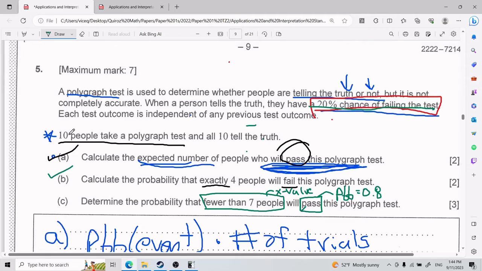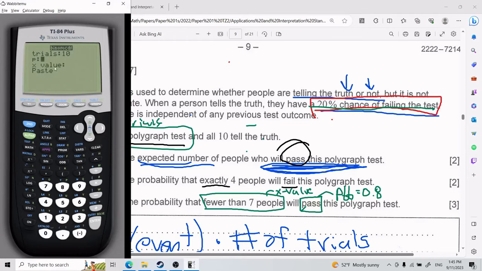Your trials has not changed. This is still going to be your trials. So I go ahead, plug in 10 here. P, my probability for passing, so this changed a little bit, for passing is 0.8. My x value is going to be fewer than 7 people.